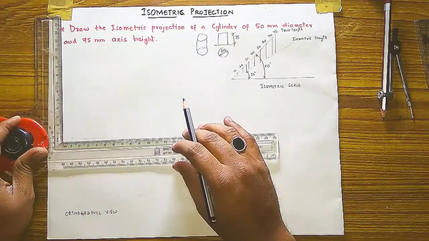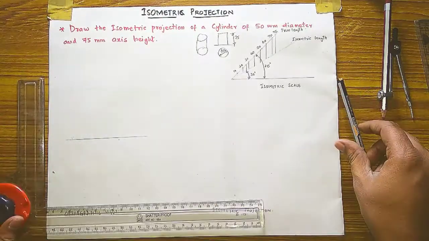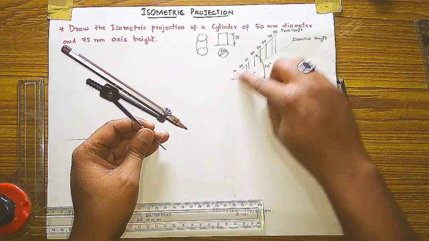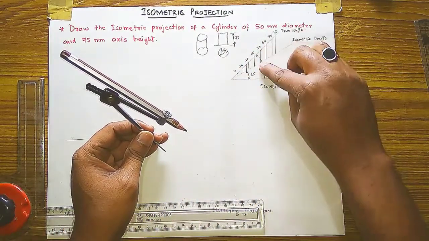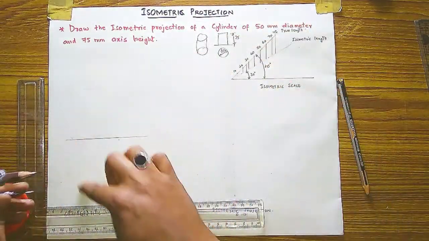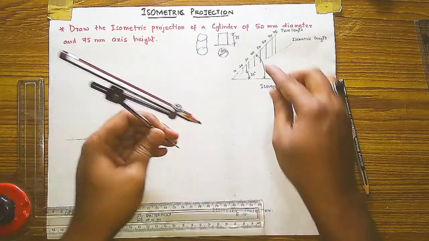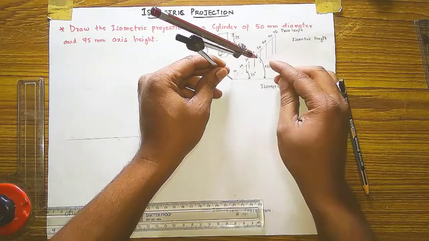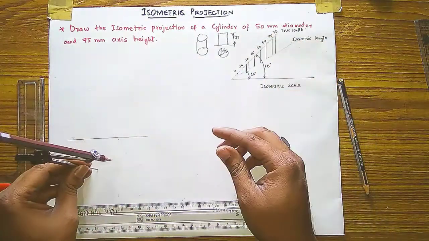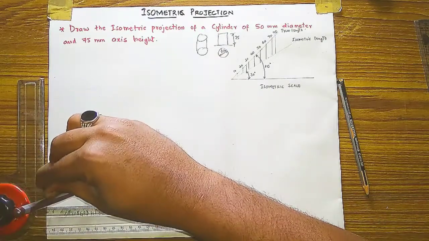First, to draw the orthographic projection, you have to take an XY line like this. What is the dimension given for the diameter? 50 mm, but for the 50 mm the true scale is this, so we have to take the isometric scale distance for 50 mm. So the 50 mm diameter, this much circle we have to draw here. To draw the 50 mm circle, half of 50 mm will be 25. So 25 mm you have to adjust on the divider and draw a circle like this. And this will be the top view of the cylinder.